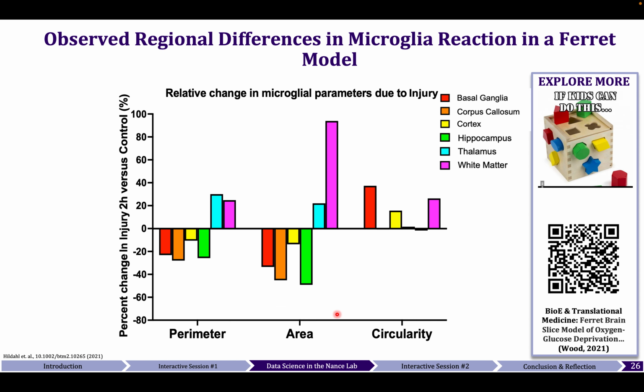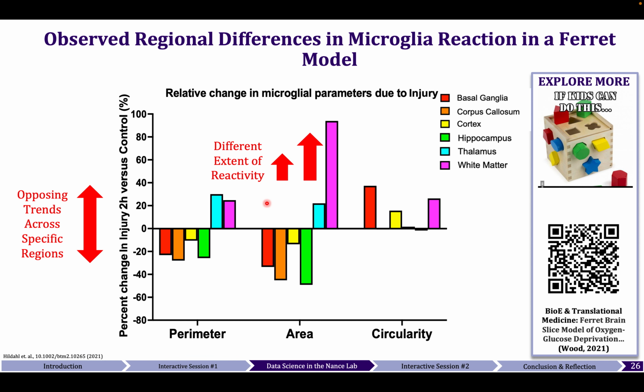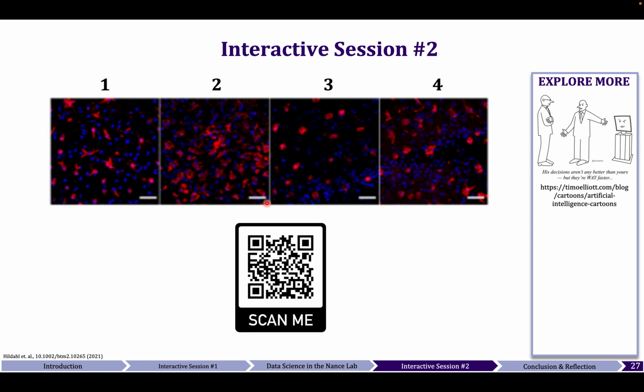This is just some results that came out of that paper to show you really cool things that we can do, where every color is a different region and perimeter, area, and circularity are different features we can study, and there's 2 hours of injury versus a controlled group, where we can see that microglia change to a different extent across region, or they have opposing trends, and there's just a ton we can get out, and you will have the opportunity to explore data on your own later this summer.